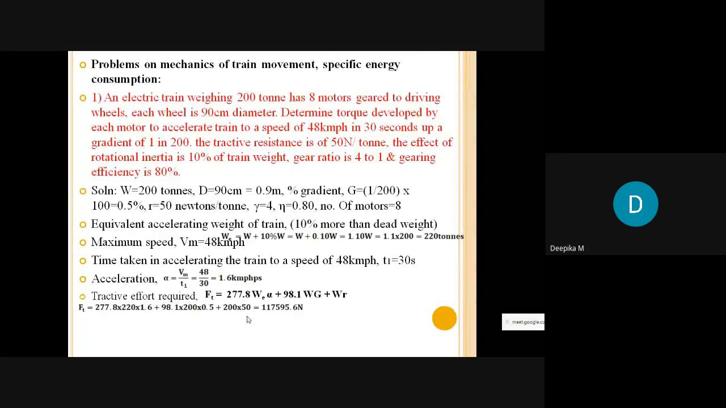That time only we can use this. In some of the problems it will not be given in Newton per ton, then we have to convert it into Newton per ton. So hence we have calculated Ft.